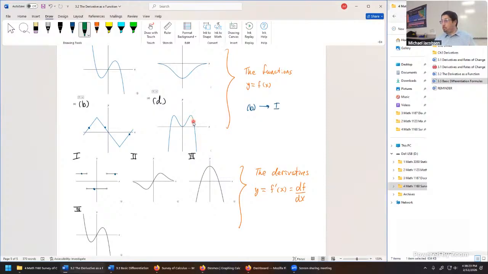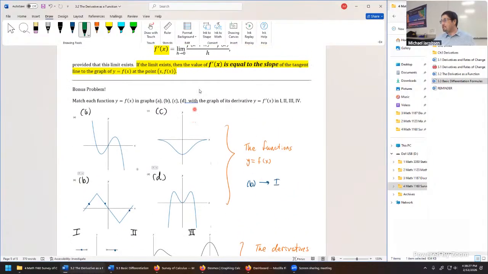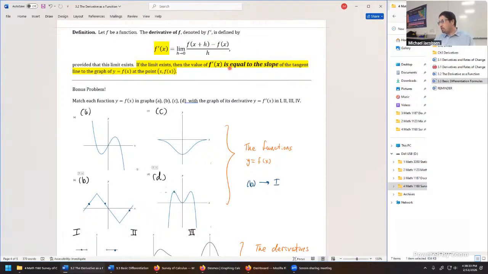But the reason these turning points are really important to us is, if we scroll up for just a moment, the derivative is equal to the slope of the tangent line. So in practice, when we hit a local maximum or a turning point, we have a horizontal tangent line, which means slope is 0 at this point, at this point, and just again at this point.